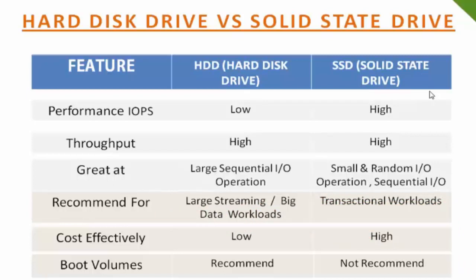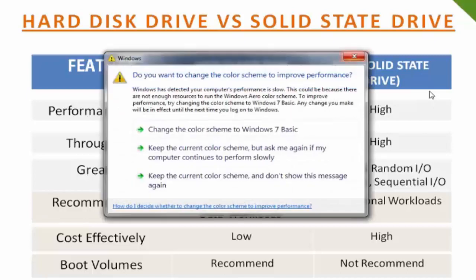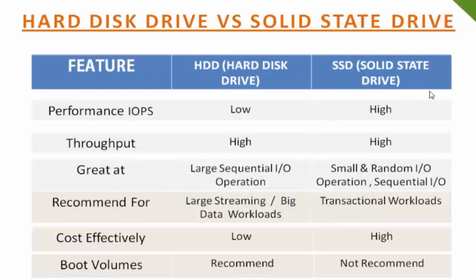HDD is great at large sequential input output operation. Large sequential means the operations go one by one, in sequence, and the input operation is very high. The small random input output is also one by one, but randomly, and it's a very small operation. Recommended for large streaming and big data workloads: whenever you are doing large streaming and big data workloads, it is recommended to use HDD. But for any transactional workload, you should use SSD.